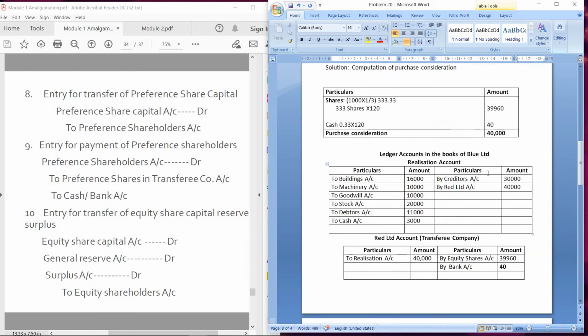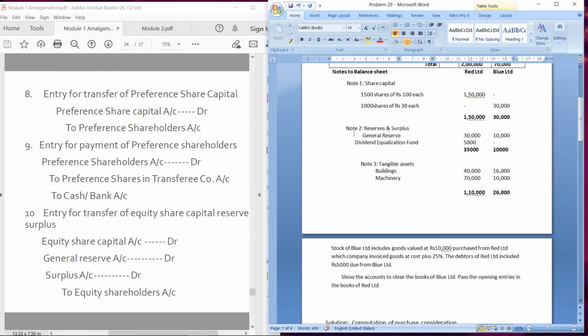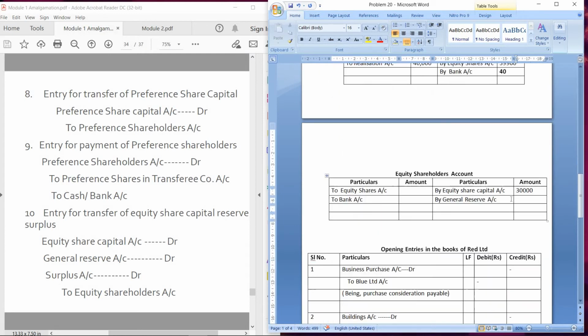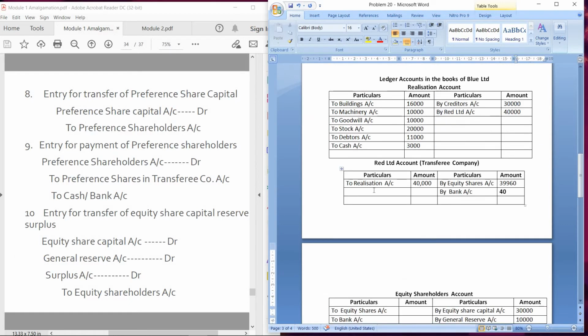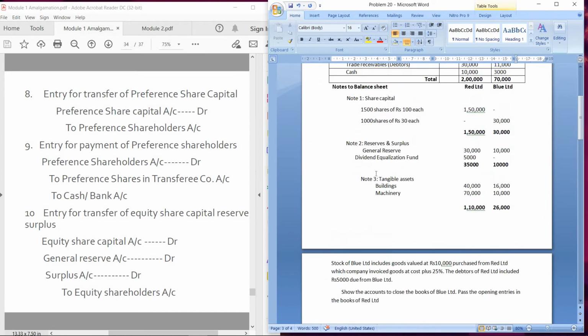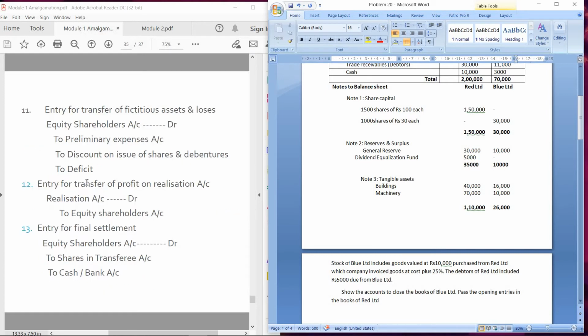Then let us see if general reserve is given. Yes, general reserve is given, that is 10,000. So we have to take that here 10,000. Alright, so we have passed this entry. No surplus is given. Dividend equalization fund is given only for Red Limited. For Blue Limited, no other reserves and surplus are given. Moving on to the next entry.